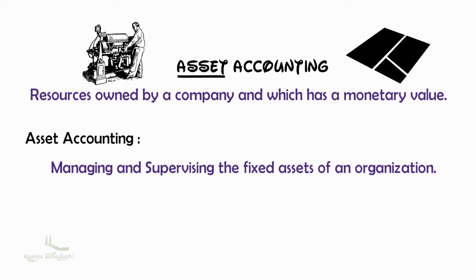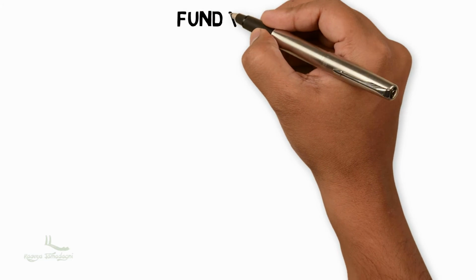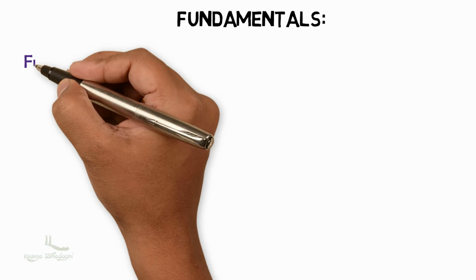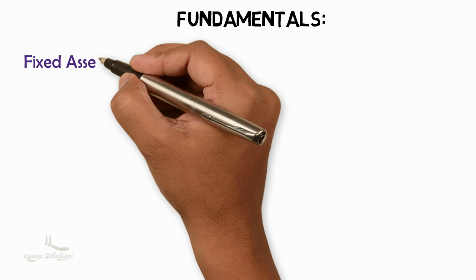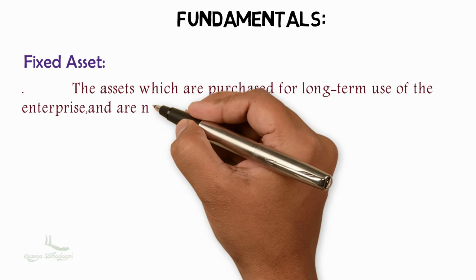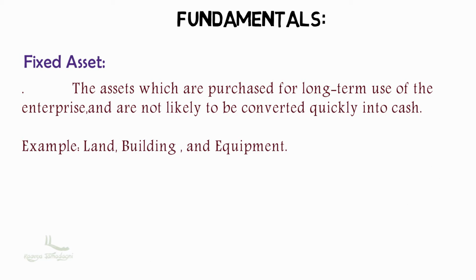Before we proceed to learn asset accounting in SAP, there are a few fundamentals that you need to know. The first is the definition of fixed assets. Fixed assets are the assets which are purchased for the long-term use of the enterprise and are not likely to be converted quickly into cash. Examples of fixed assets are land, buildings, and also equipment.